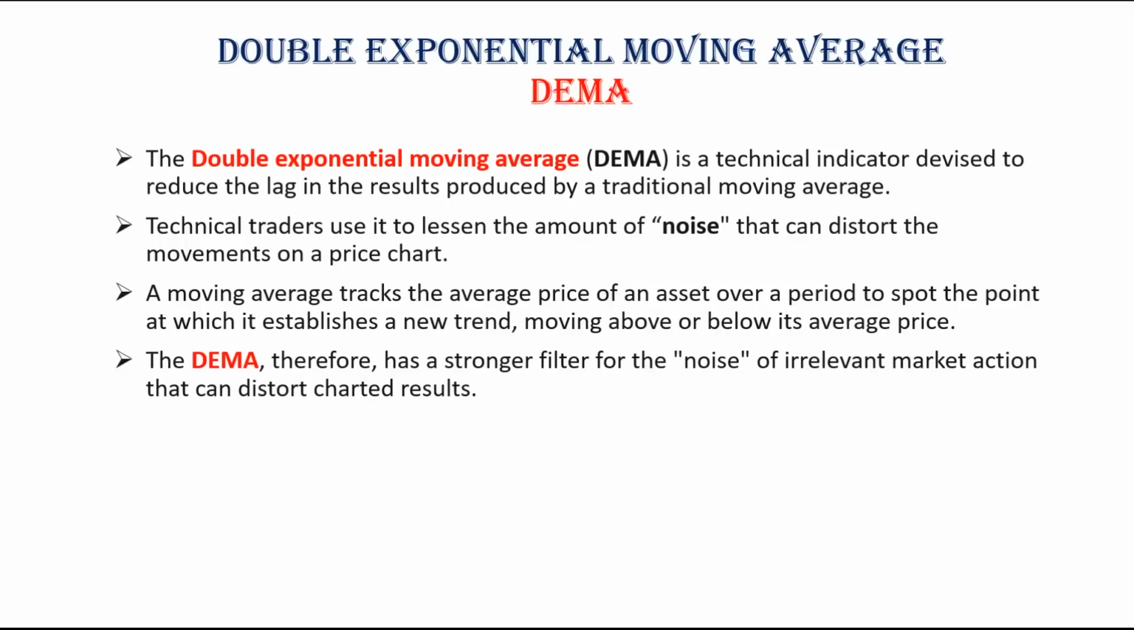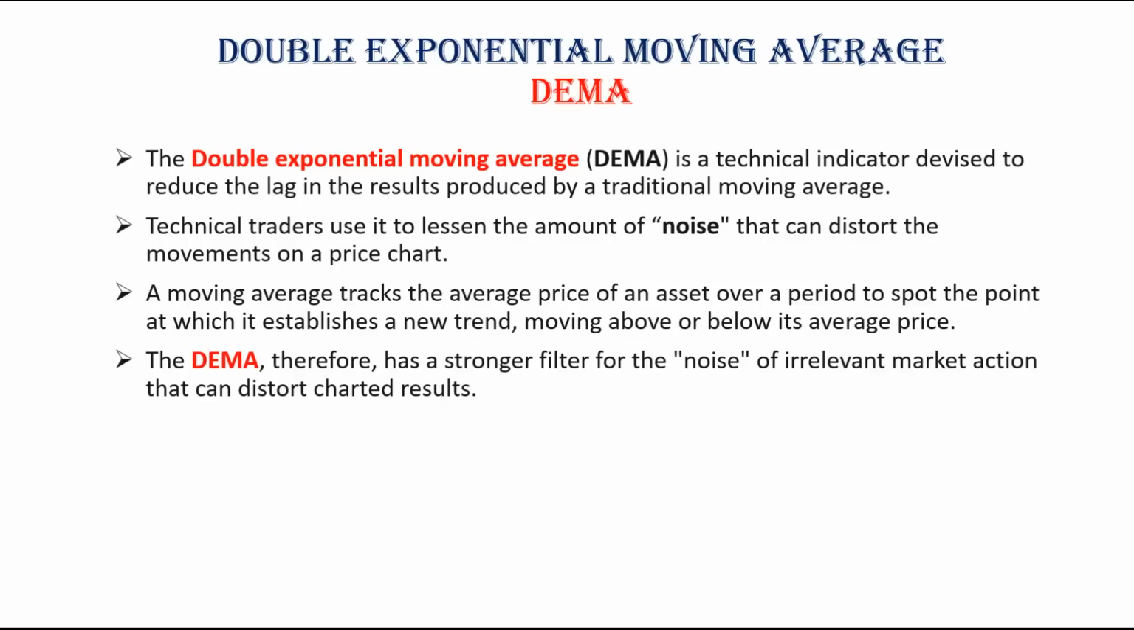What is called the double exponential moving average, that is DMA? It's an exponential moving average, but a double one. It is a traditional indicator devised to reduce the lag in the results produced by the moving average. Technical traders use it to lessen the amount of noise produced by the movements in the price chart.